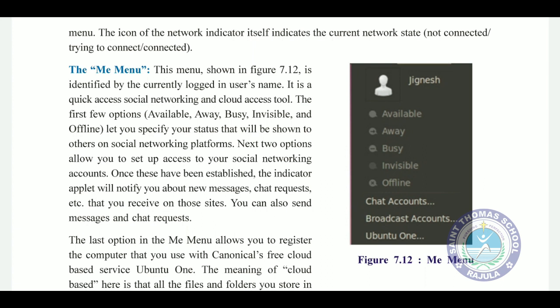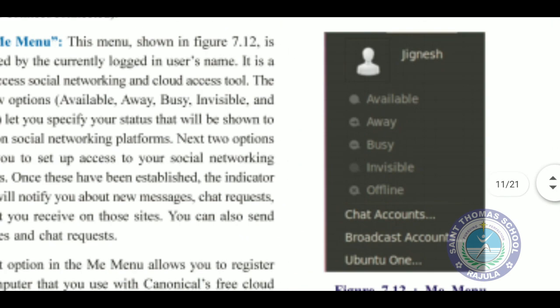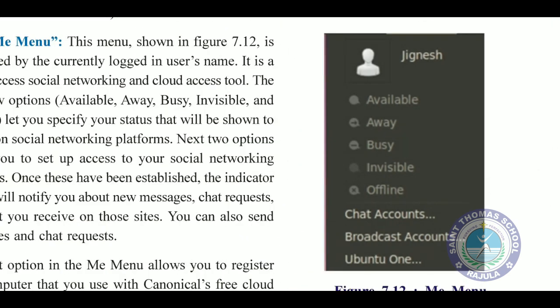Means the social networking facility is available to the particular logged in user in the system through its Me menu. And here you can see in the Me menu, some of the states are written, that is available, away, busy, invisible and offline. So you may set this type of states to show your current status, which will be shown to the other people on a social networking platform.